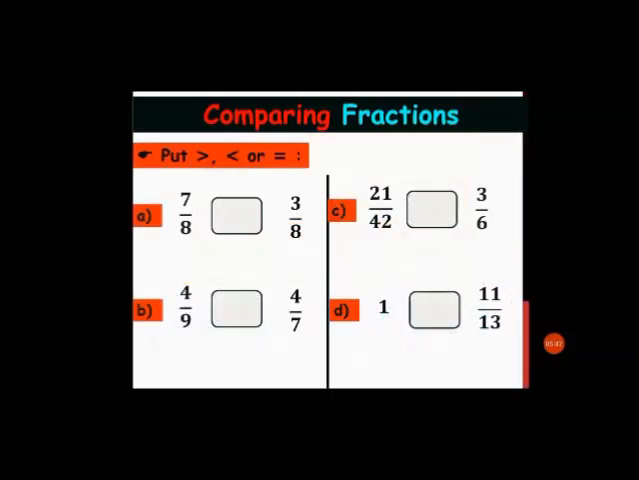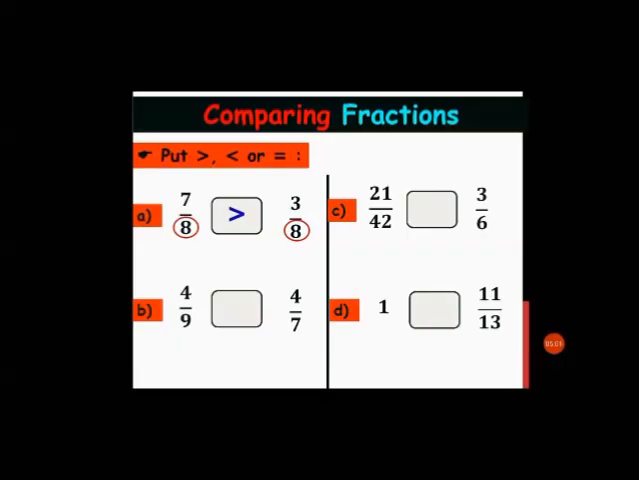Put greater than, less than, or equal. 7 over 8 and 3 over 8. Notice here I have common denominator. So this is the easier case. When I have common denominator, I would directly compare the numerator. 7 greater than 3, so 7 over 8 is greater than 3 over 8.